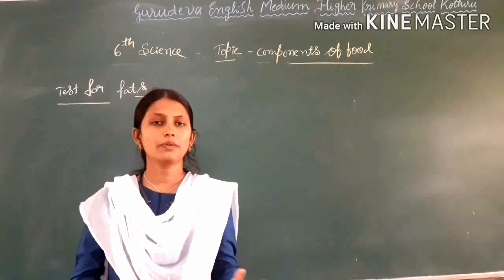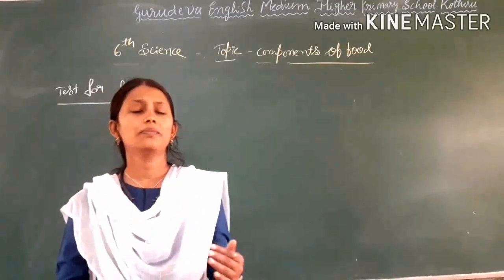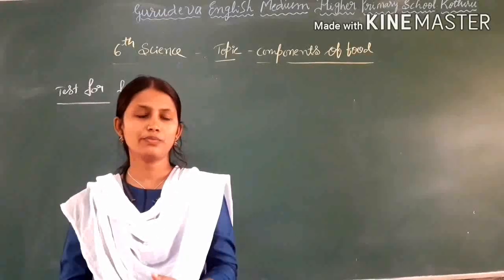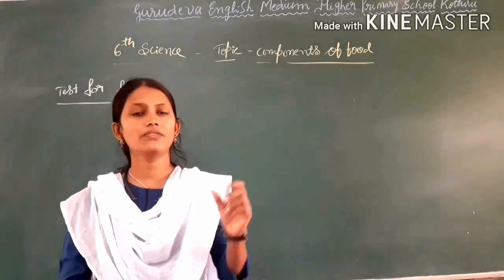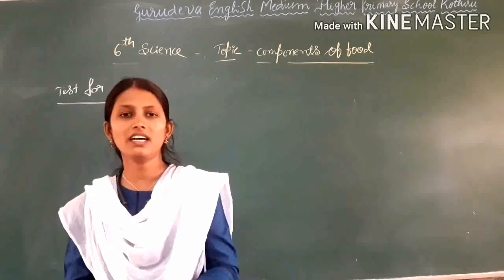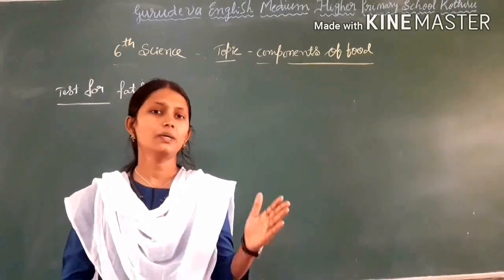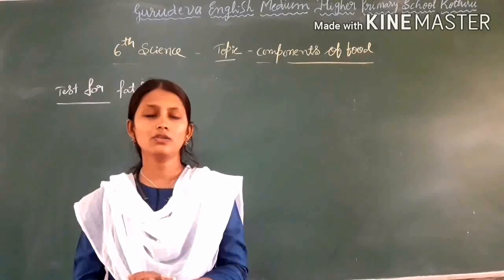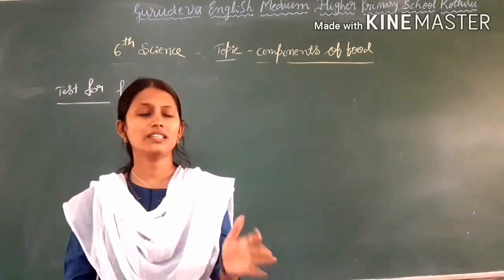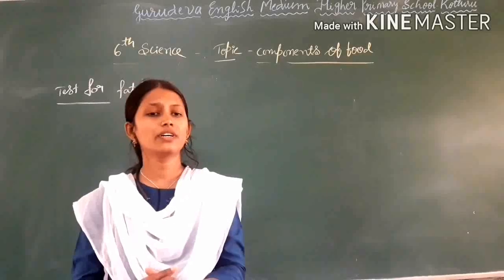Yes, in this experiment we have practically done how we test the presence of protein in a food item. If the food item turns into violet color, then it has proteins. Now we will move on to the test for the other nutrient, that is the test for fats.